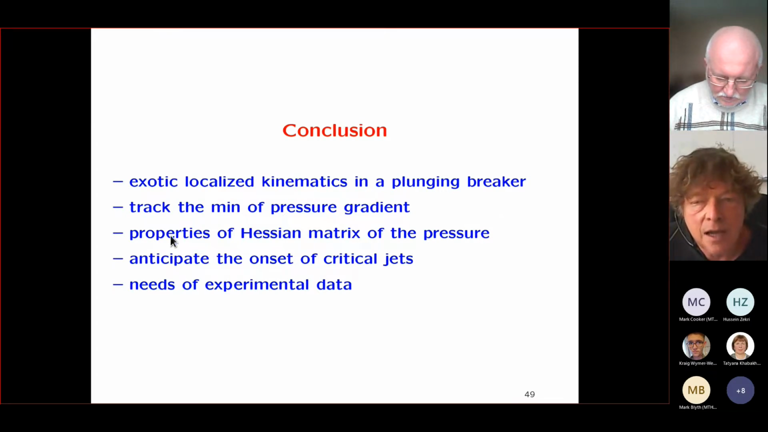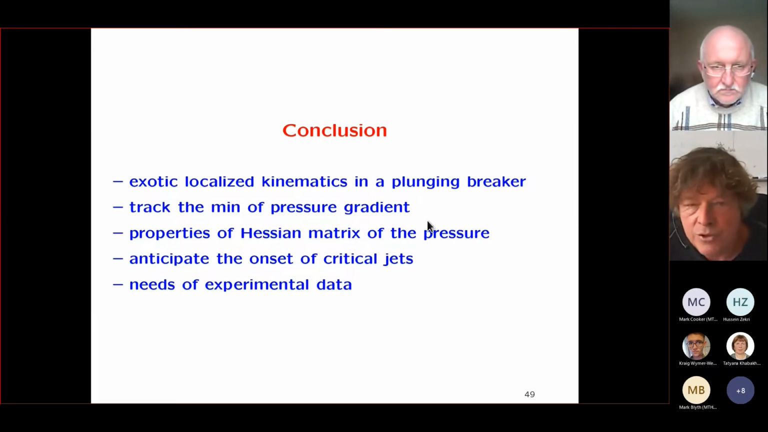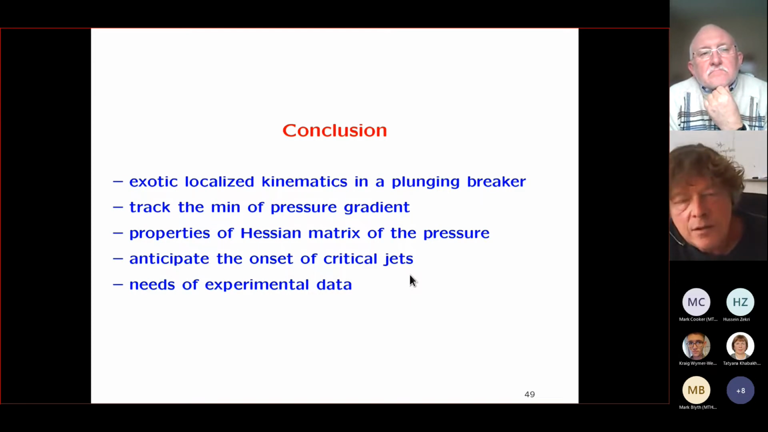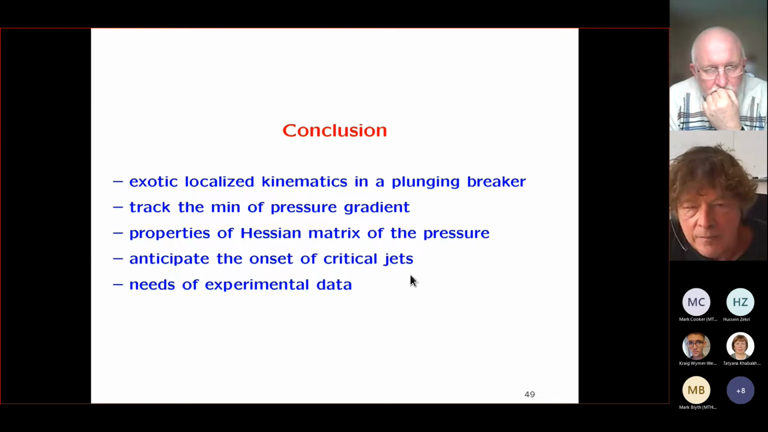And for that, we are helped by examining the properties of the Hessian matrix of the pressure, which gives information about the local curvature, and then we can anticipate the onset of the critical jet. But obviously, to validate all these results, we need some experimental data, because we need to assess the influence of either or both the Reynolds number and viscosity, and surface tension effects as well.